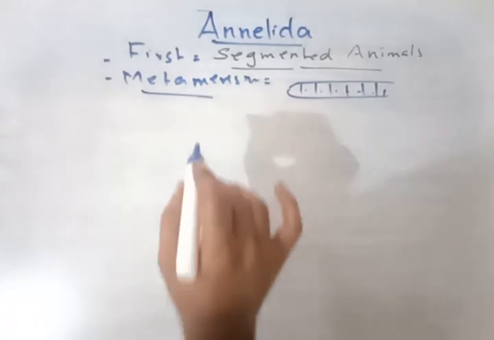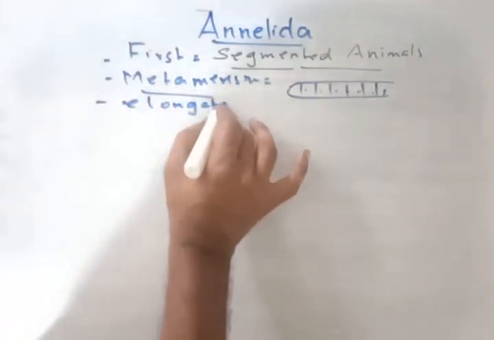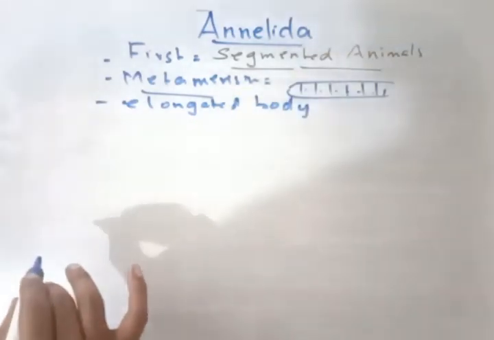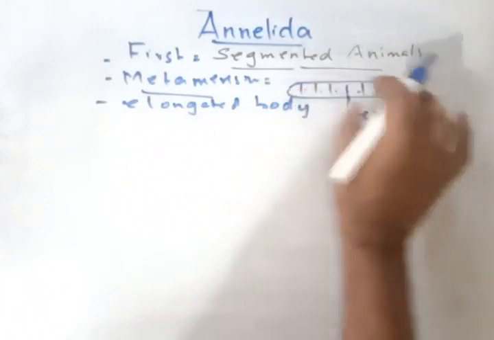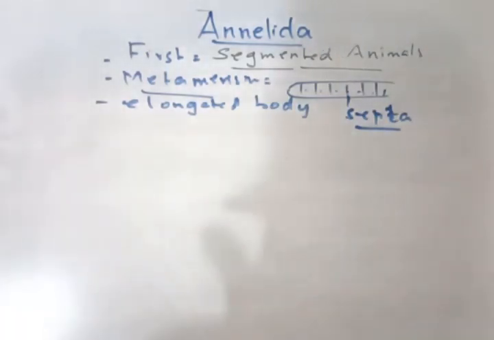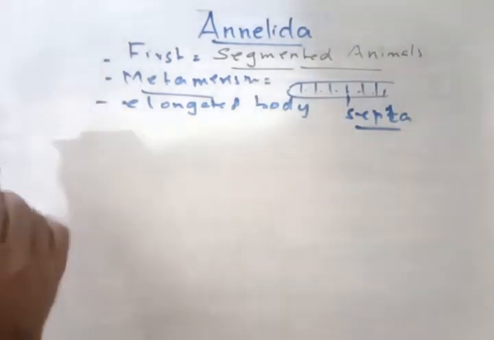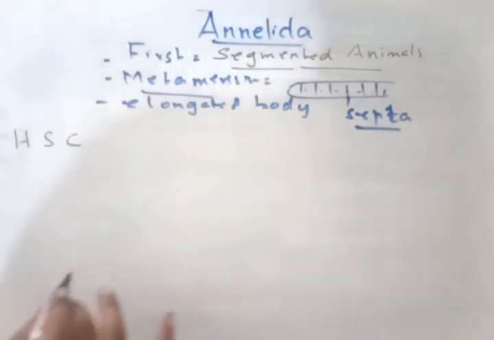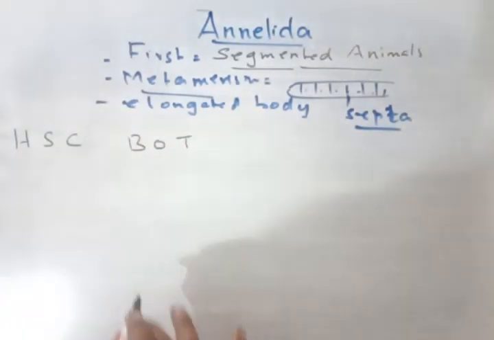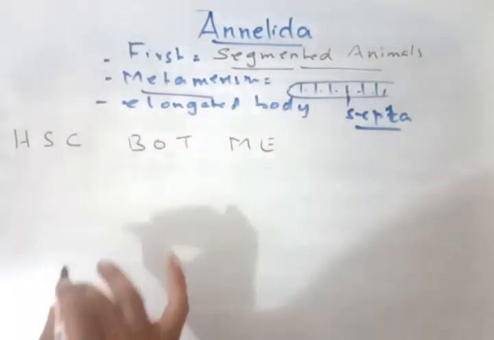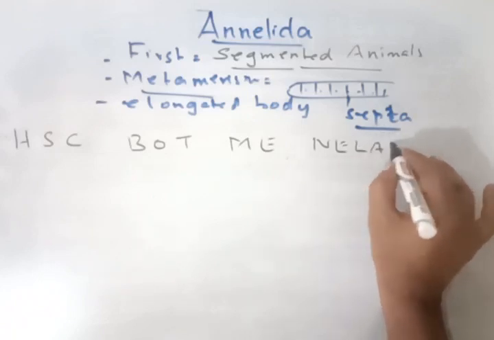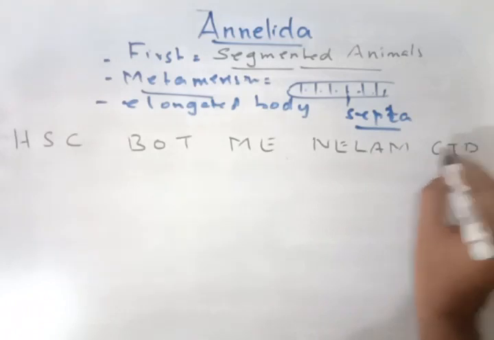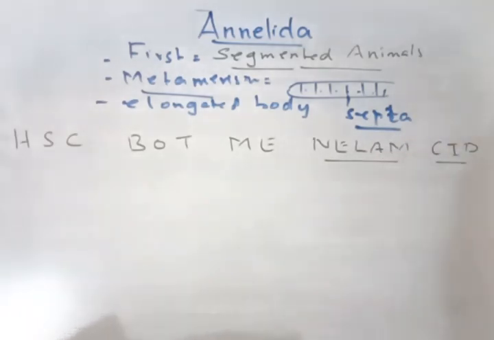Okay. Then how the body looks, it is elongated. Then internally, the body is divided by the septa. Septa means membrane. So this membrane divides these animals into different segments. So that is called metamerism. Now here I will give you a statement for you to recall it. That statement is HSC secondary botany, okay. Then you remember this one word, I just cannot make it, but still it is Neelam, okay. Then CID, this word CID, okay. So with this we can entirely complete the entire one.